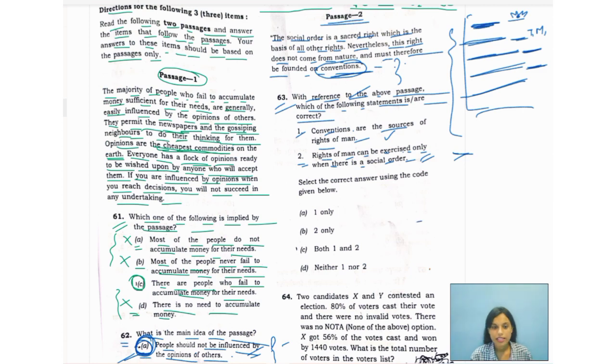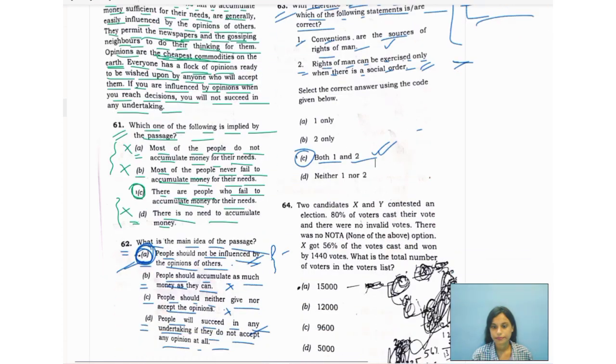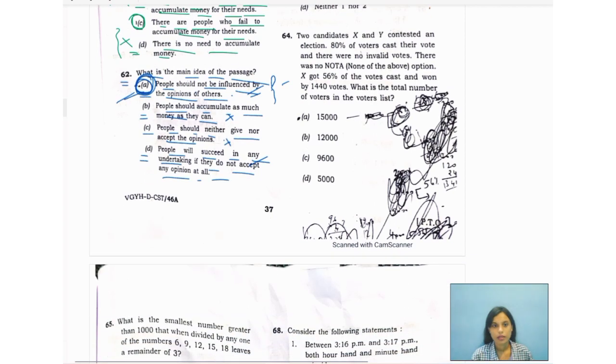Yeah. So let's come back to the question. Yeah, number C would be correct. Both 1 and 2 will go. Let's go to question number 64. Now, question number 64 says two candidates X and Y contested an election. Okay, politics.